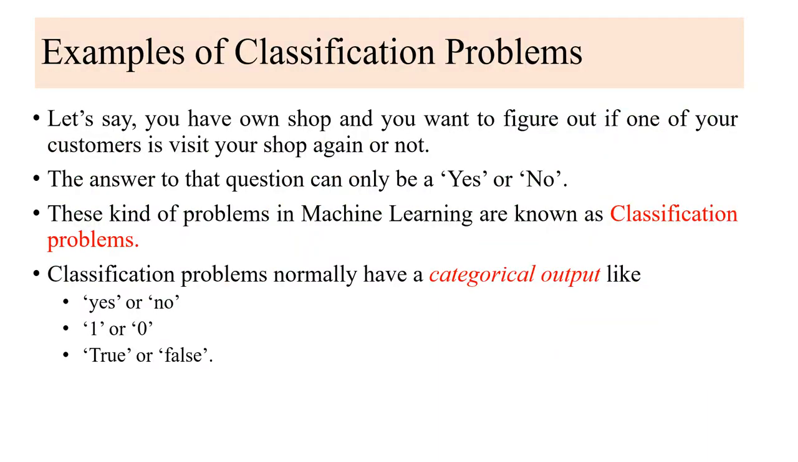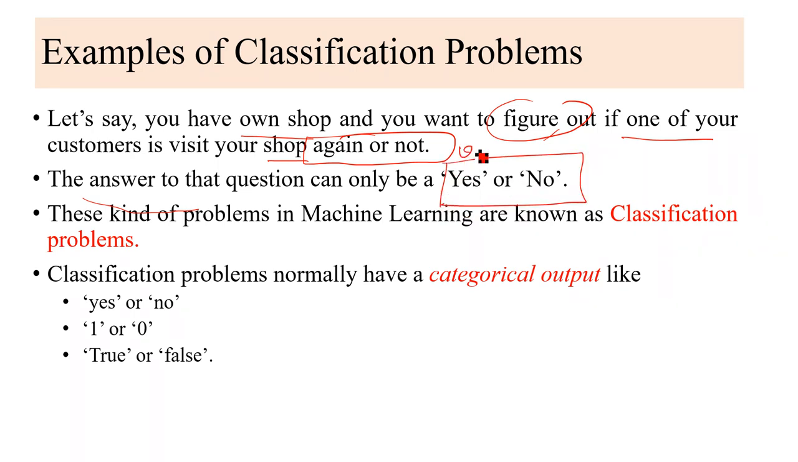Now, examples of classification problems. Suppose you run your own shop, and you want to figure out whether one of your customers will visit your shop again or not. To answer this question you have only two options: yes or no, the customer will visit your shop or not. This kind of problem in machine learning is classification. Classification problems normally have a categorical output, which may be yes or no, 1 or 0, true or false.